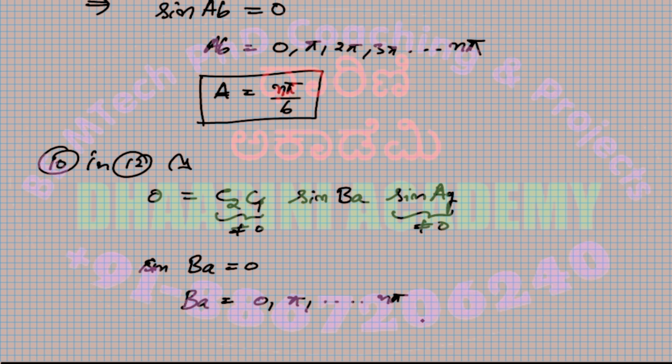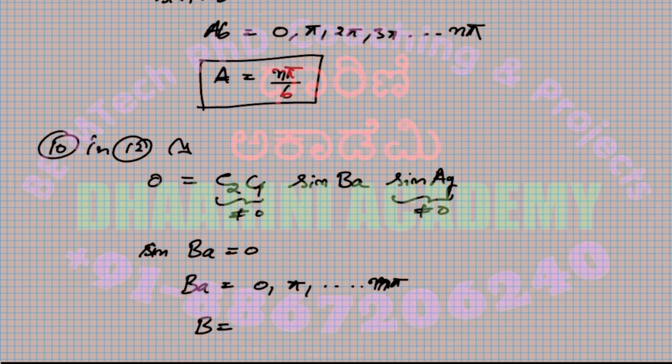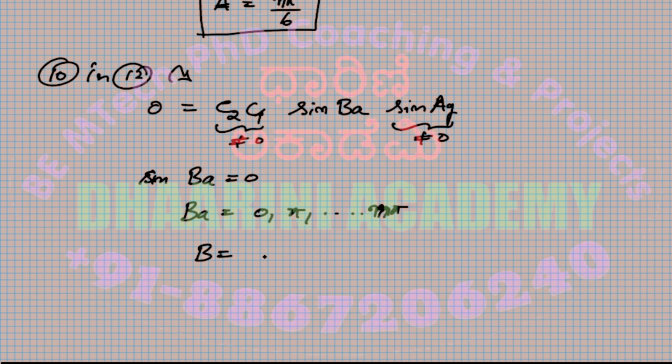I'll make one small change. Let me not take n here. I'll make it a different variable m. It's ultimately one and the same. It can be any integer, but n is already used, so I don't want to use it. So this means the capital B should be equal to some other integer multiple, m pi by a.